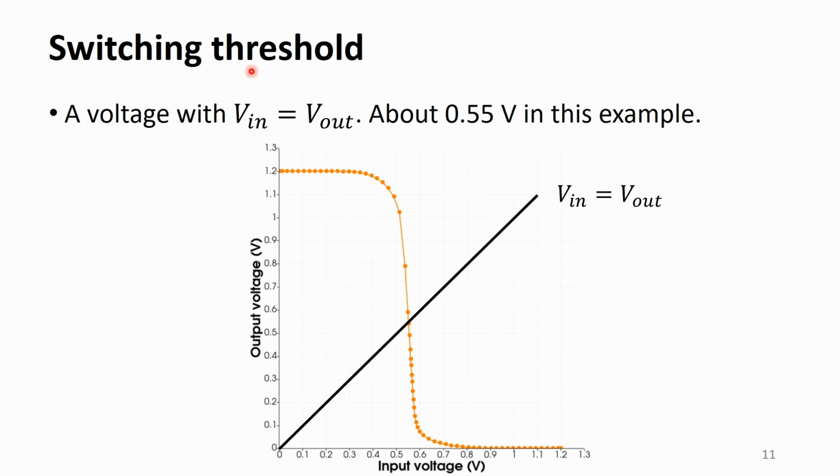The switching threshold can be a measure. It is defined as a voltage where the output voltage is equal to the input voltage. In this example, it is about 0.55 volt, not much deviated from the half VDD.